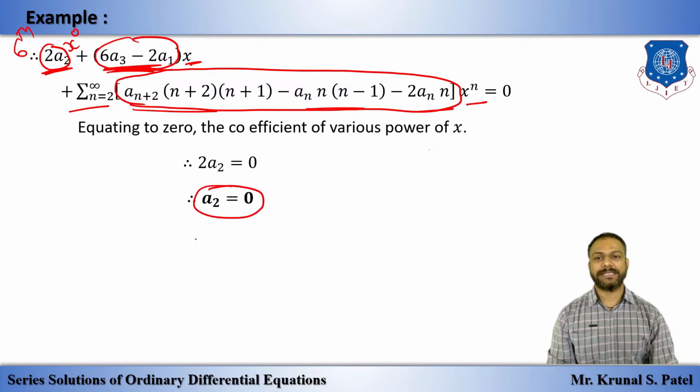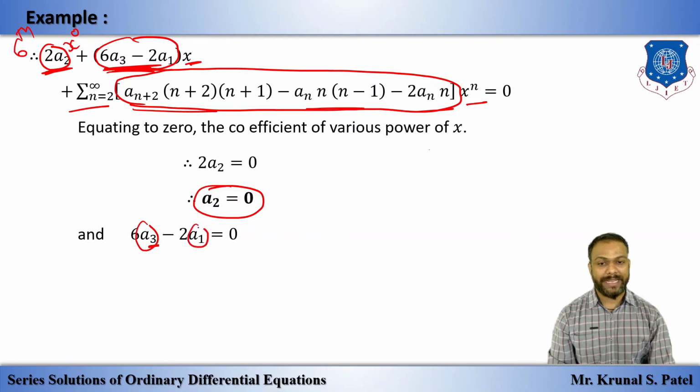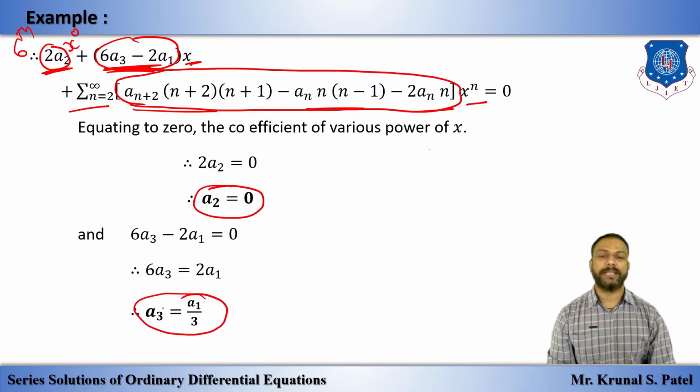Similarly we have 6 a3 minus 2a1 equal to 0. To make a term the subject, we choose the term with the greater suffix of a, that means a3 is greater than a1. Do not consider the 6 and 2, do not consider the coefficients, just see that a3 is greater than a1, so we will make a3 the subject. So 6 a3 is equal to 2a1, so a3 is equal to a1 by 3.